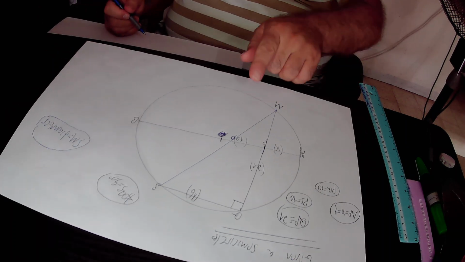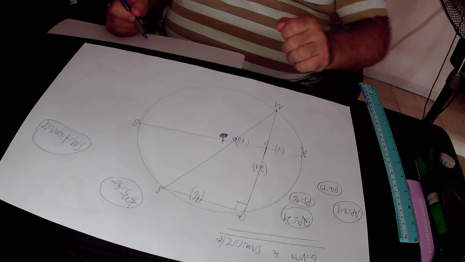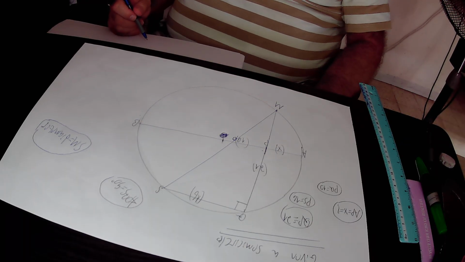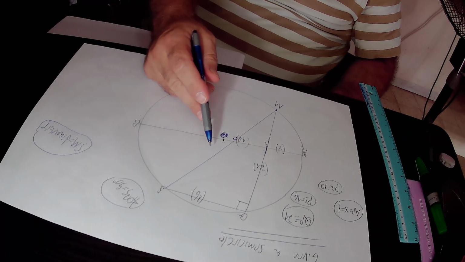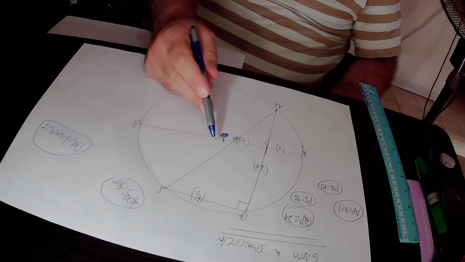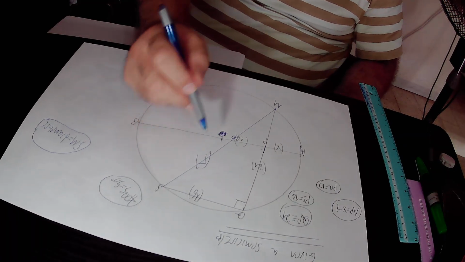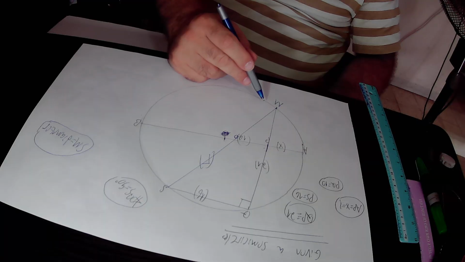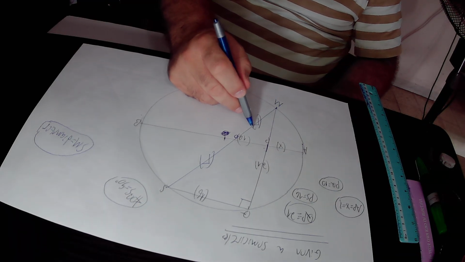According to what is given in the question, point O is the center of this circle. Therefore, OS is the radius of this circle. We will define the radius of this circle as R. So OS equals R. Likewise, OM is also the radius of the circle that is equal to R according to our definition.